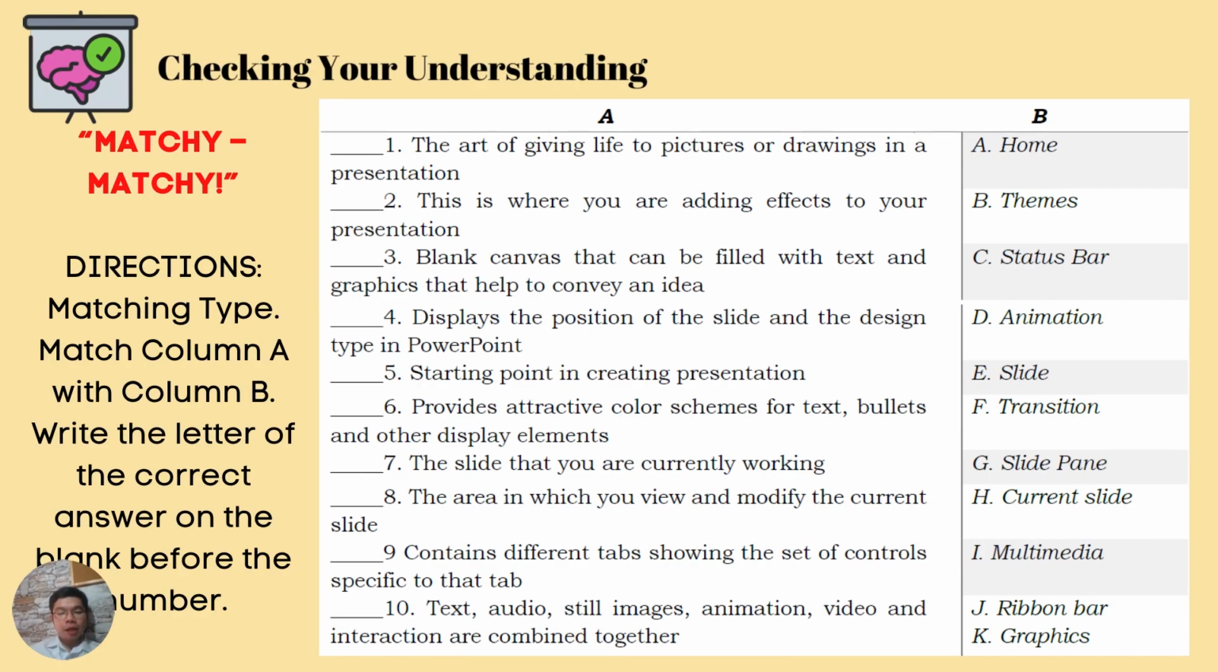So before we end this lesson, let us check your understanding kung may natutunan ba. So matchy-matchy, this is a matching type. Direction: match column A with column B. Write the letter of the correct answer on the blank before the number. Are you done? If not yet, please pause this video. So this time, let us check your work. Kung hindi pa tapos, wag muna mag-proceed. I-pause na muna. Sa mga tapos na, let us check your work.